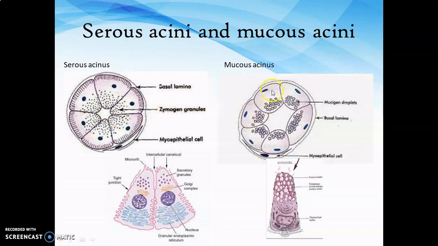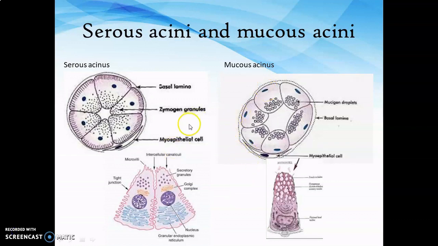But in case of your mucous acini, you can see the apical cytoplasm filled with mucus droplets. They are not stored in any granules, but instead the apical cytoplasm is totally filled with the secretion. This secretion will tend to push the nucleus towards the base of the cell. That's why in a mucous acinar cell, the nucleus is compressed or flattened in the basal cytoplasm.